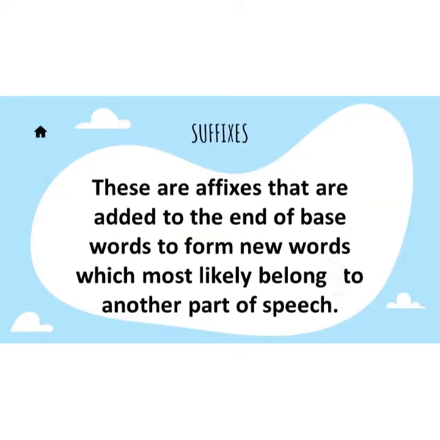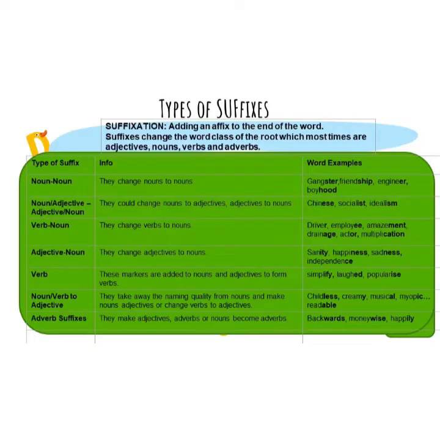Let's look at suffixes. These are affixes that are added to the end of base words to form new words, which most likely belong to another part of speech. Adding an affix to the end of the word is called suffixation. Suffixes change the word class of the root, which most times are adjectives, nouns, verbs, and adverbs. I mentioned earlier that prefixes do not change the word class, but suffixes do.